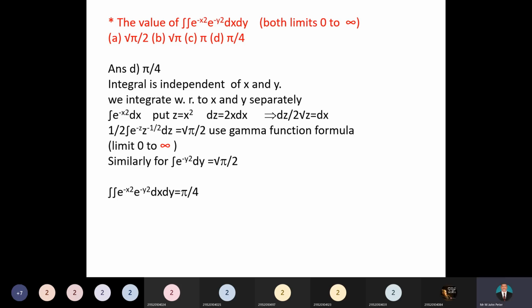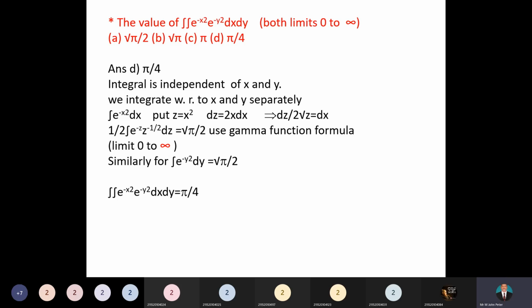Yes, directly root pi we will get for this case, using the gamma function. Gamma 1 by 2 is root pi. Gamma 1 by 2 is the formula for the gamma function: gamma 1 by 2 is root pi.